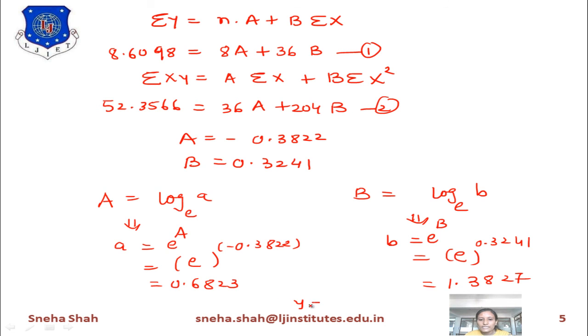Now the original equation is y equals a into b raised to x, right? So if I put the values of a and b in this equation, then it equals 0.6823 into 1.3827 raised to x. So this is your final answer for y. This is the equation for any data which is fitted in exponential form or in the form of a geometric curve.